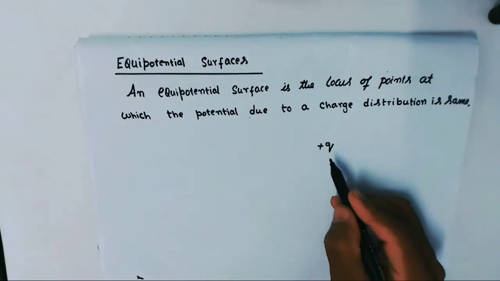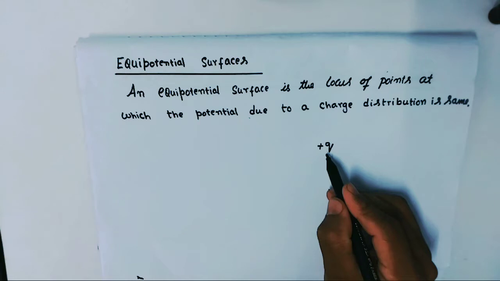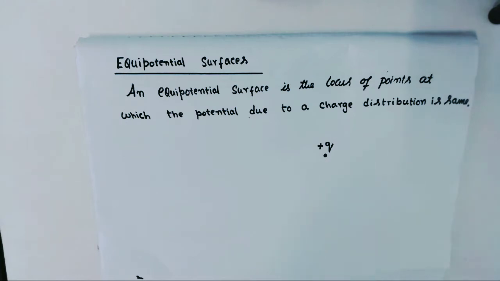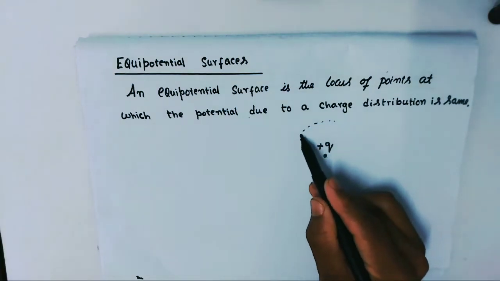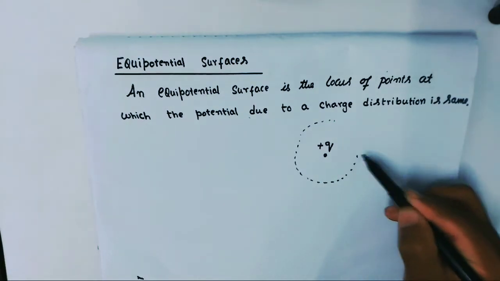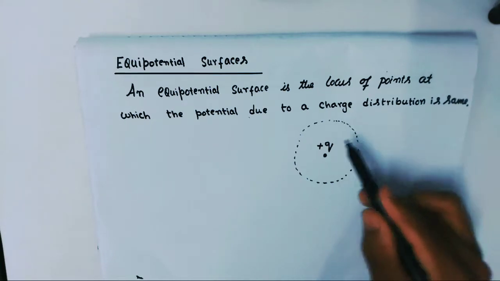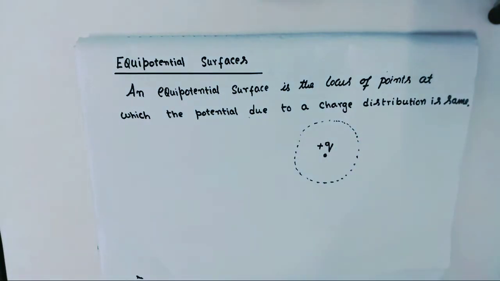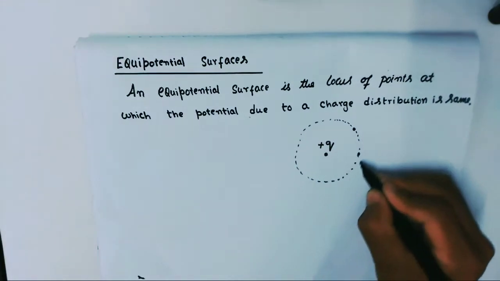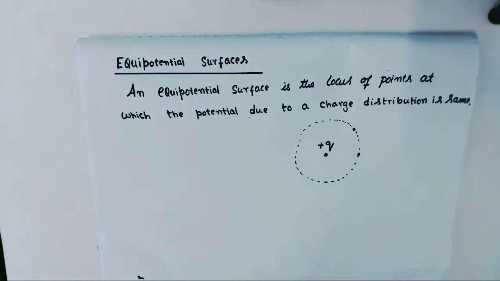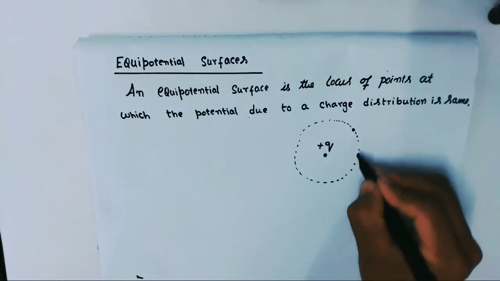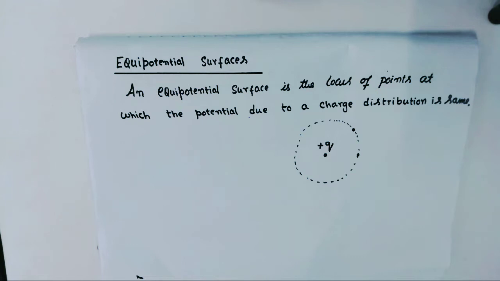So first of all, let us consider a positive test charge Q located somewhere at this point. Suppose if we draw a surface like this around this charge plus Q, so each and every point on this dotted line will have the same potential, and this surface now represents an equipotential surface.